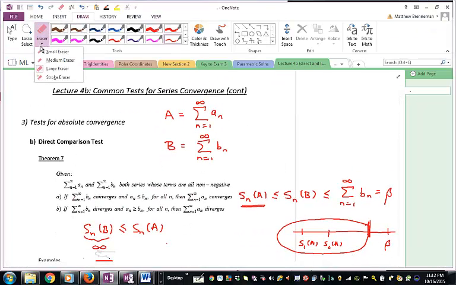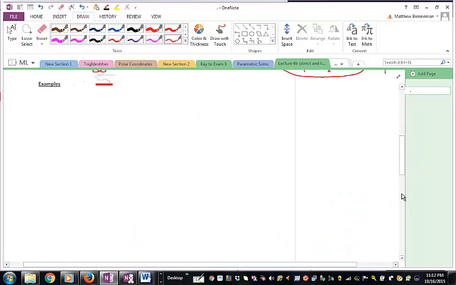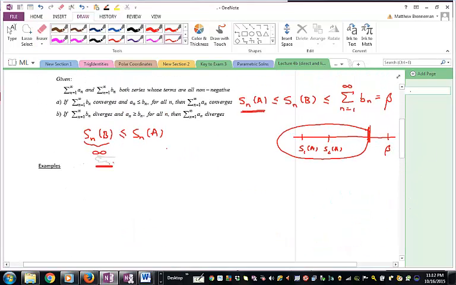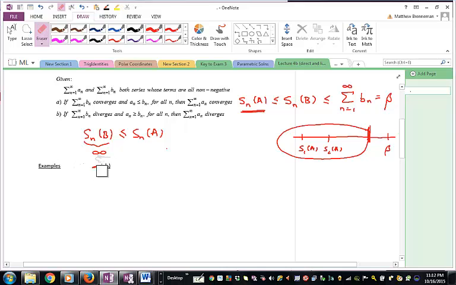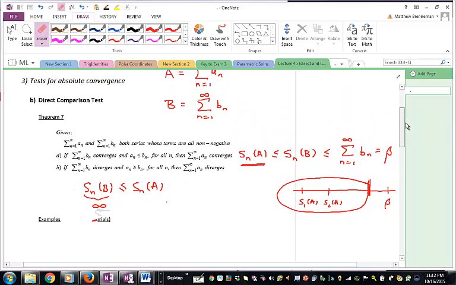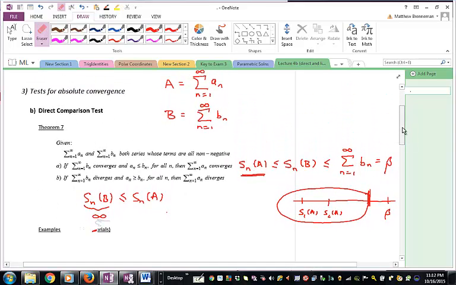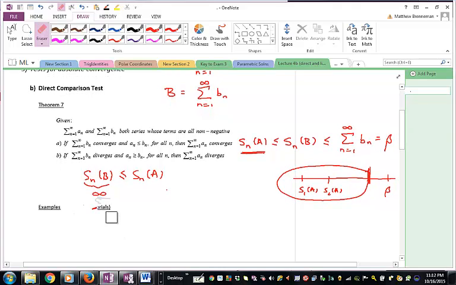And I want to give you some examples of when we can use this. There are some details as to when we use the limit comparison test and when we use the direct comparison test. So let's look at the direct comparison test first.